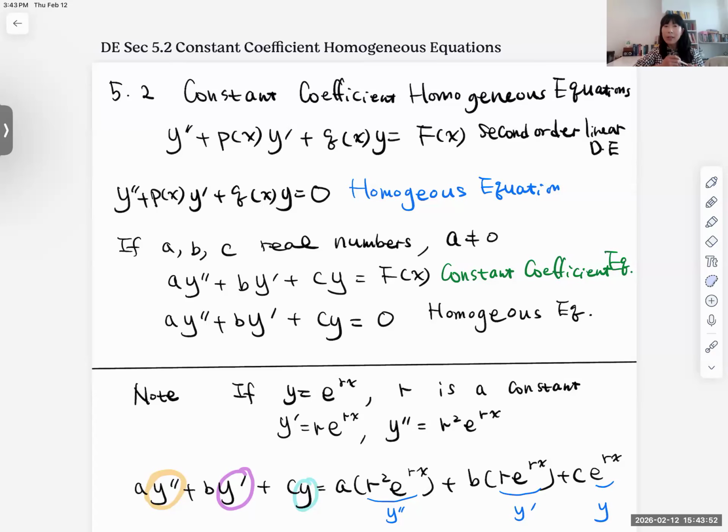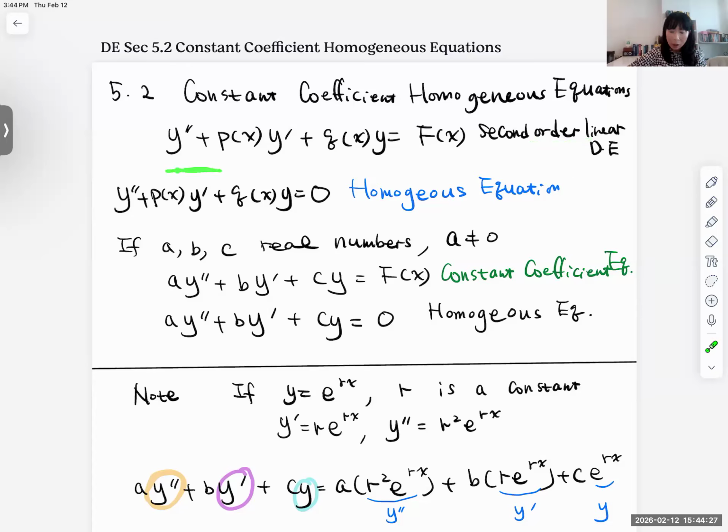Hello everyone. Today we are going to learn section 5.2, constant coefficient homogeneous equations. So we know how a homogeneous equation looks, right? The other side is equal to zero. And then we have constant coefficients. We did that last section, the second order linear differential equation.